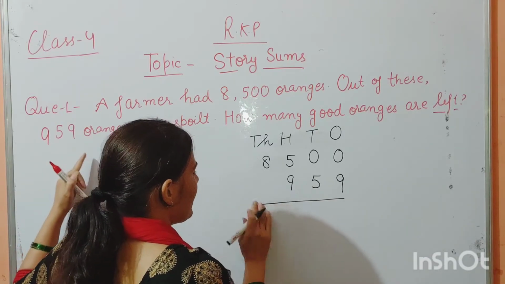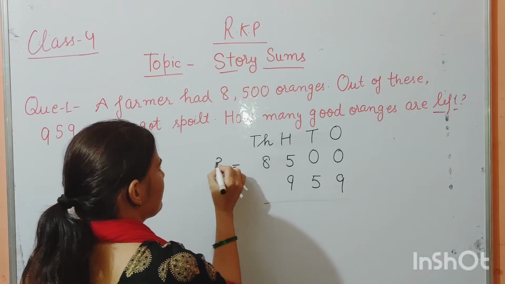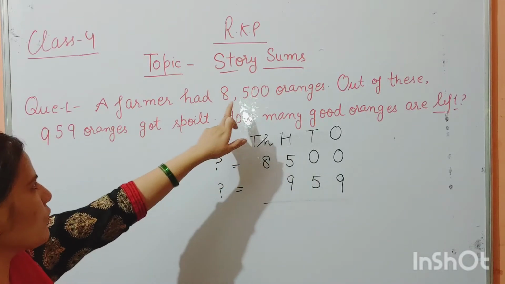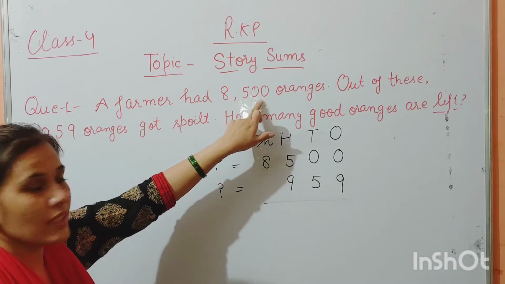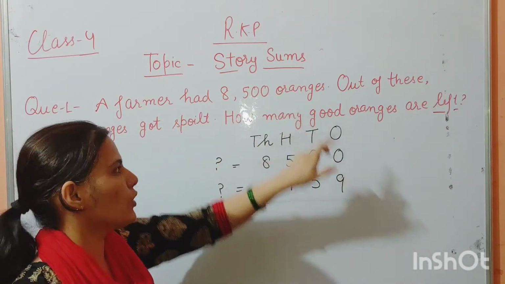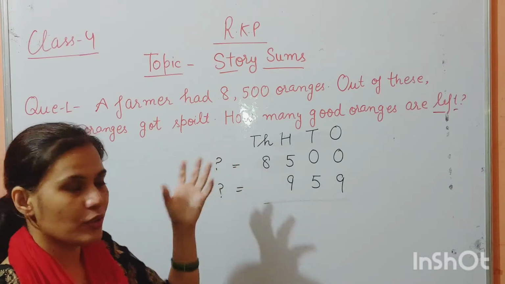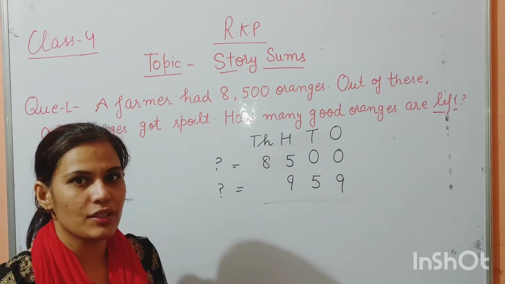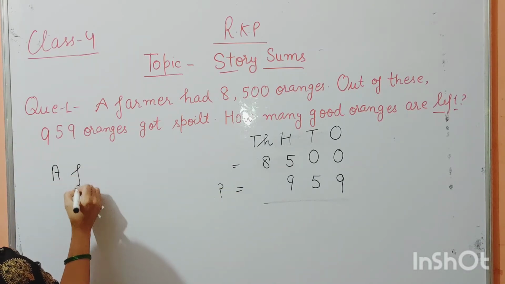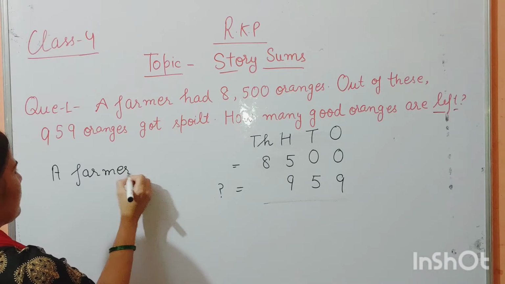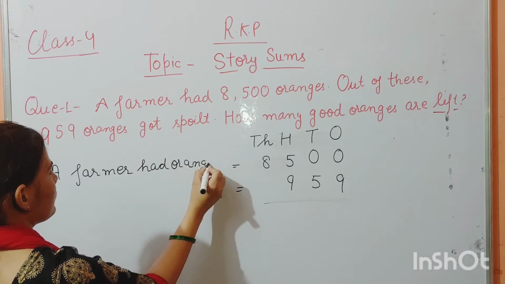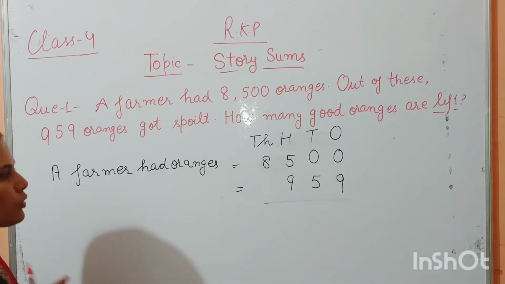Okay. And now ask the question. First of all, what is 8,500? Find where 8,500 is present and read this line: a farmer had 8,500 oranges. So you can extract your statement from this given information. You can write here: a farmer had oranges, or you can write total oranges.